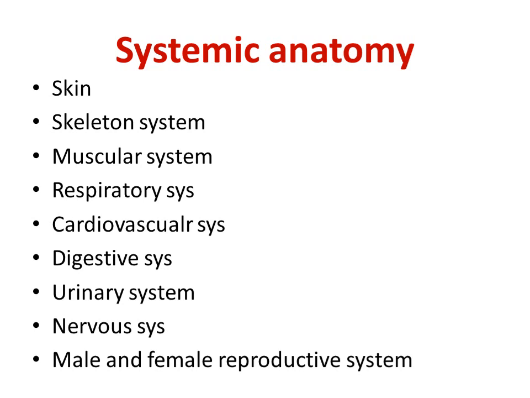Systemic anatomy means what? It means the skin, skeletal system, muscular system, respiratory system, cardiovascular system, digestive system, urinary system, nervous system, and the male and female reproductive systems. When you have finished regional anatomy, we begin studying systemic anatomy, beginning from skin, skeletal, muscular, respiratory, cardiovascular, digestive and urinary, nervous and the male and female reproductive systems.